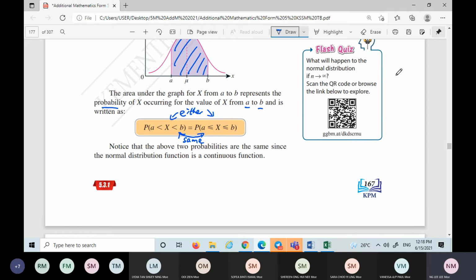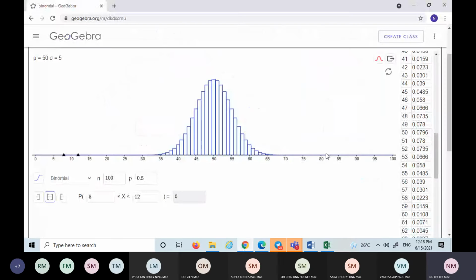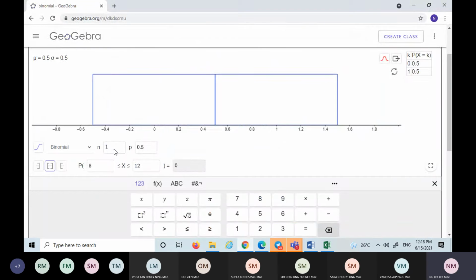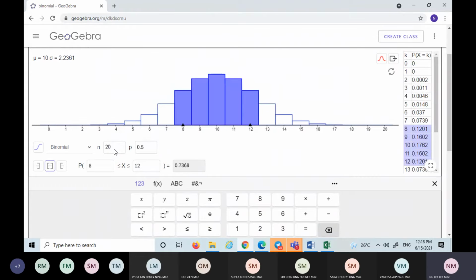Okay, we look at this. Actually, this one I think is a mistake of the book. This one should be binomial distribution. What will happen to the binomial distribution if n is very big? This one we can see in the graph. I opened it beforehand already. By default, you can see this is a binomial. The calculation is here.